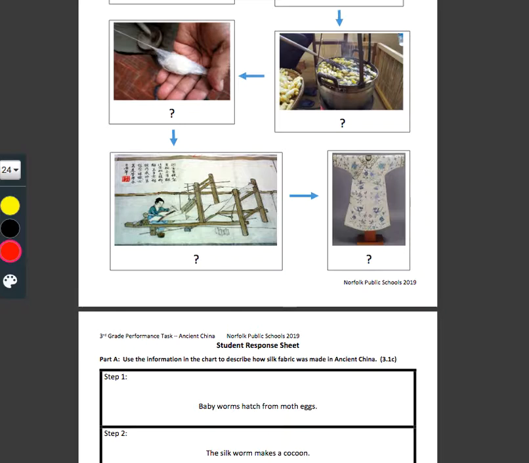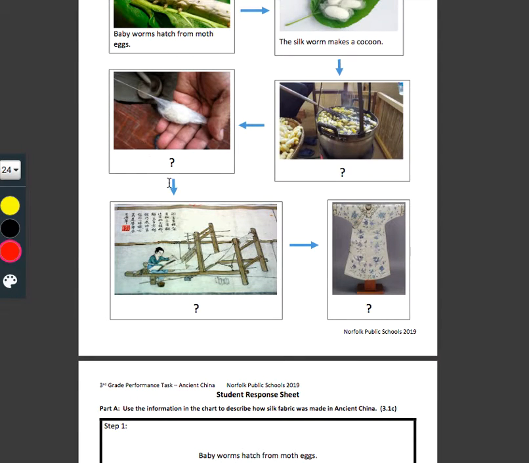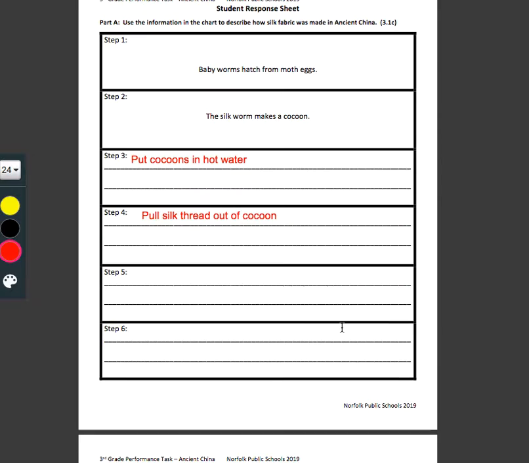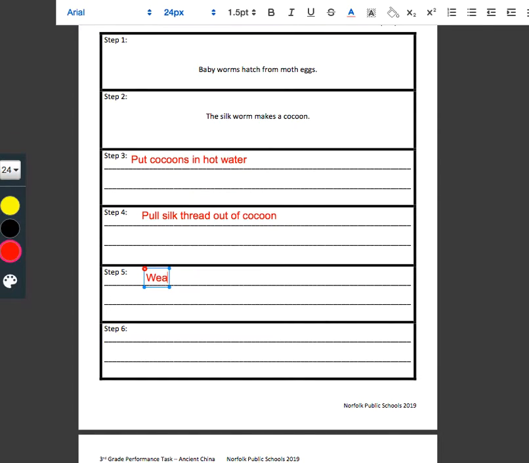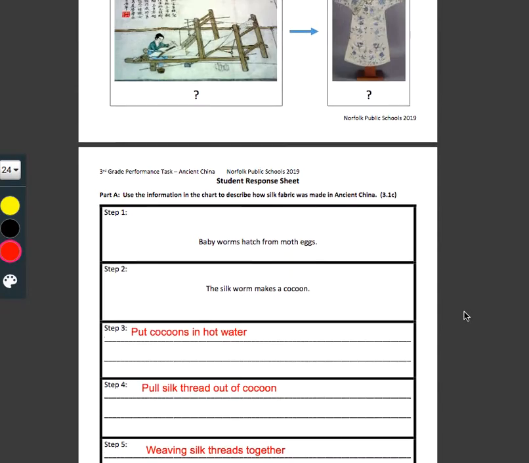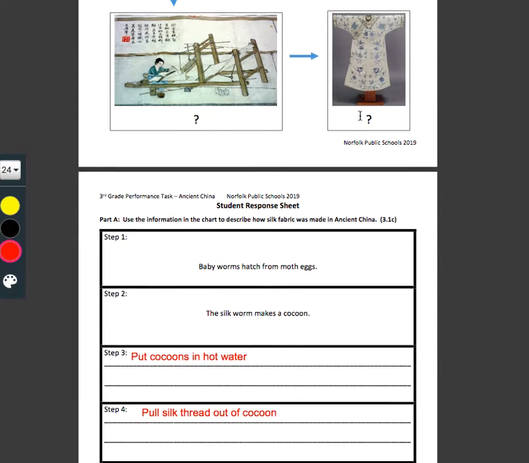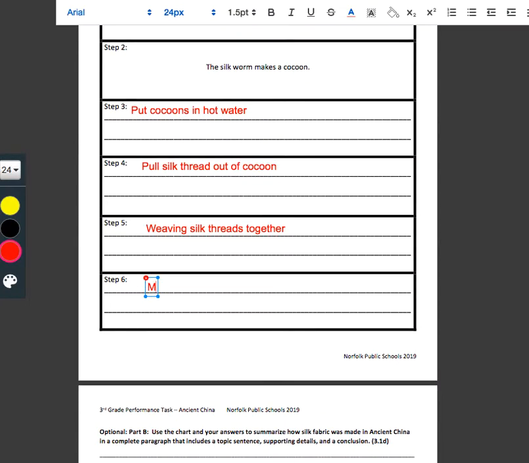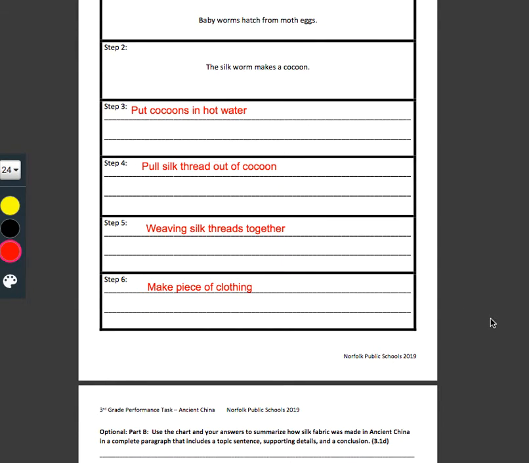Now we're going to go down to step 5. So follow the arrow, and we can see that right here they're weaving all the threads that were pulled out together. So weaving silk threads together. Lastly, we're going to look at step 6, and they just make the piece of clothing. So make piece of clothing.